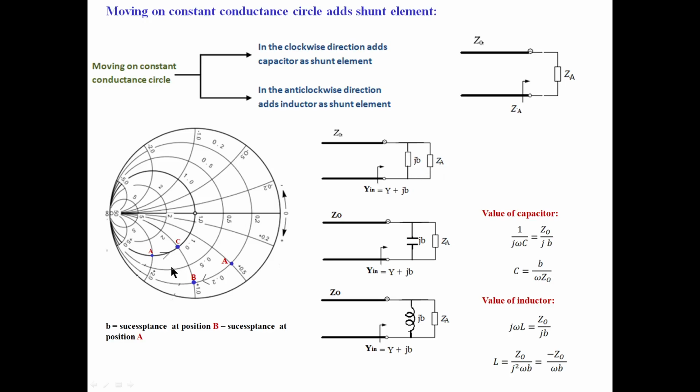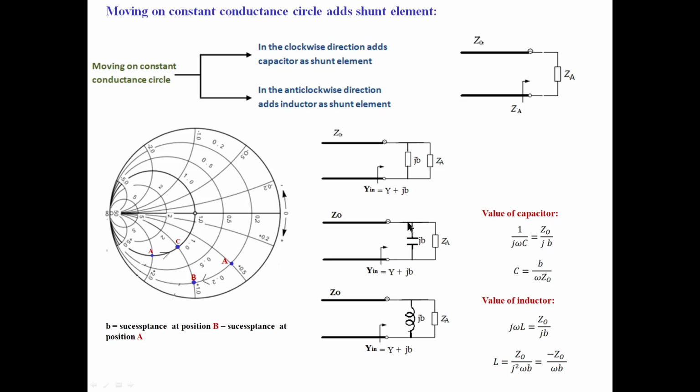You can move over any conductance circle: this one has a conductance value of 0.5, this conductance circle has a value of 1, and similarly this one more has a value of 0.2. We know that all these are there on the Smith chart. If you move over any conductance circle, either in the clockwise direction or the anti-clockwise direction, it adds a shunt element.